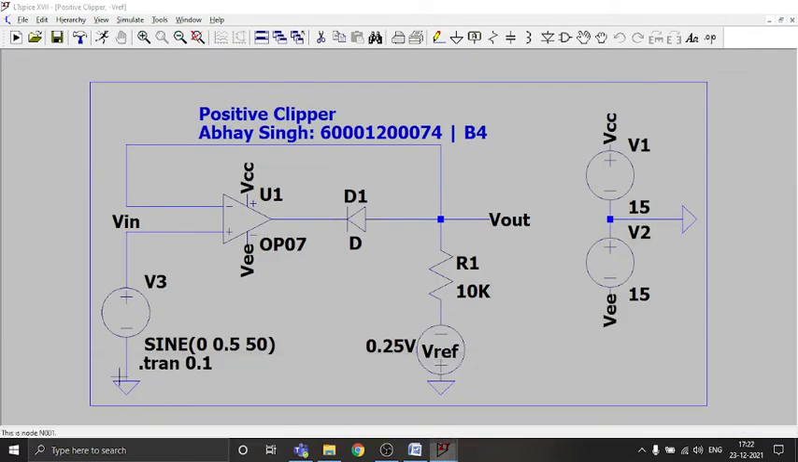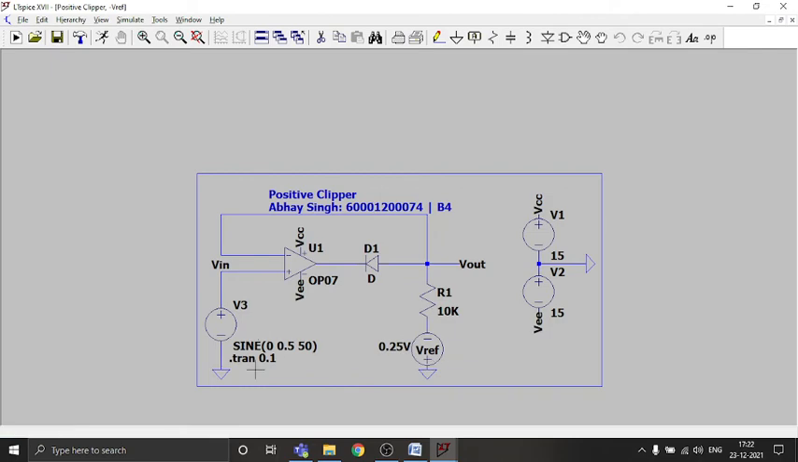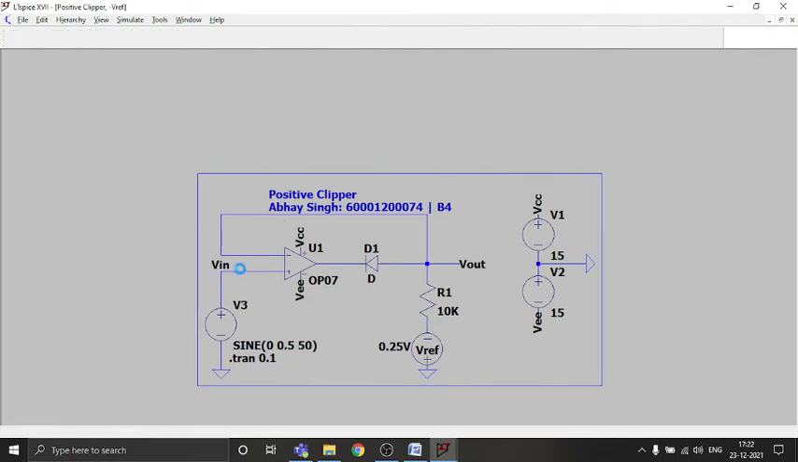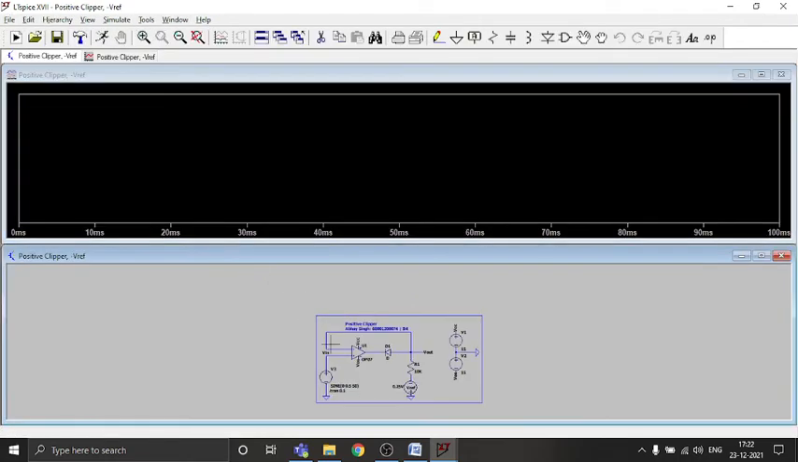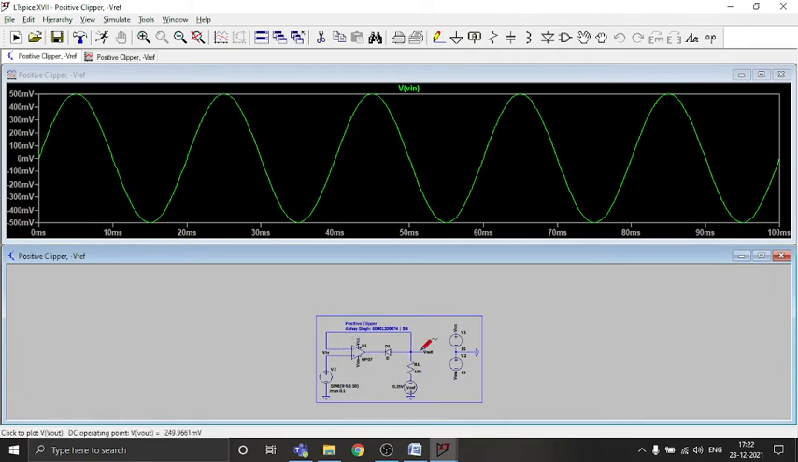We will see it with negative V reference. You can see I have made the same circuit, I have just reversed the polarity of V reference. I will run the circuit. I will take my V in as well as V out. You can see this time it is clipped in the negative half cycle, because it is minus V reference. The positive cycle is as it is given at the input, but the output of the negative half cycle is clipped.